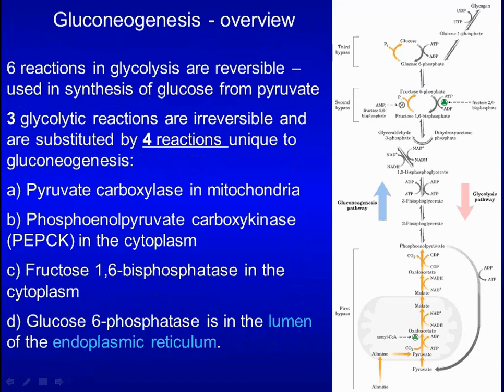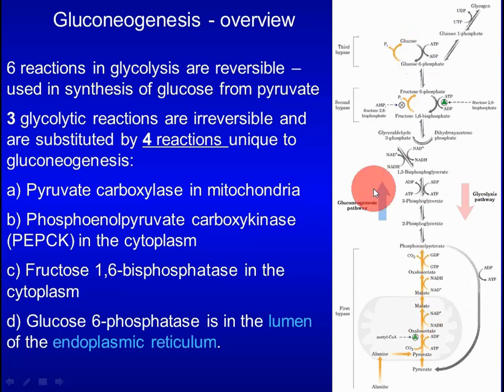Here is the overview of gluconeogenesis. The right side of this picture, from top to bottom, represents the glycolytic pathway. The left side of this picture, from bottom up, represents the gluconeogenic pathway. As we know, 3 steps in glycolysis are irreversible. These 3 steps are replaced by 4 steps unique to gluconeogenesis.